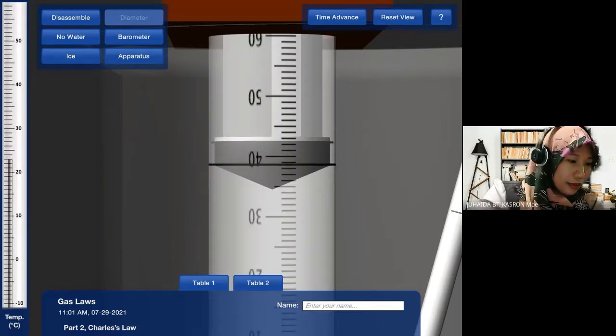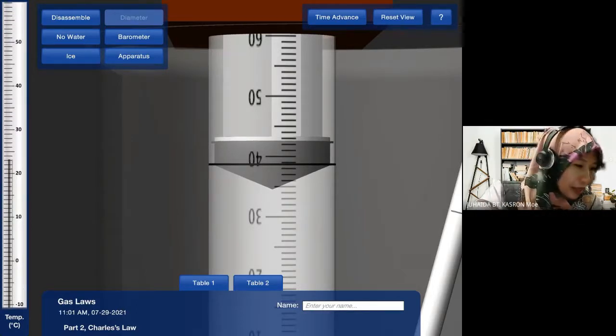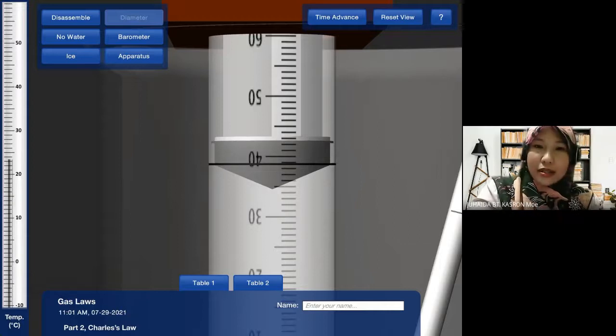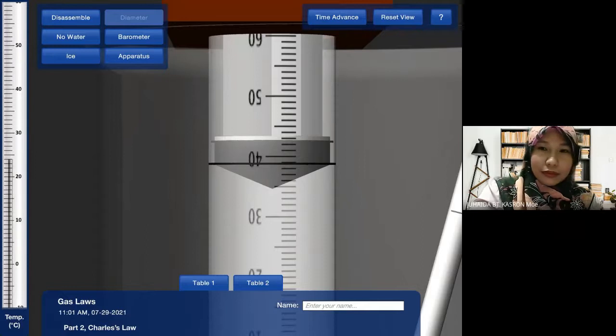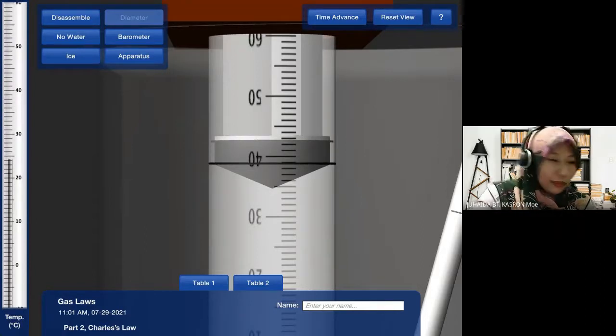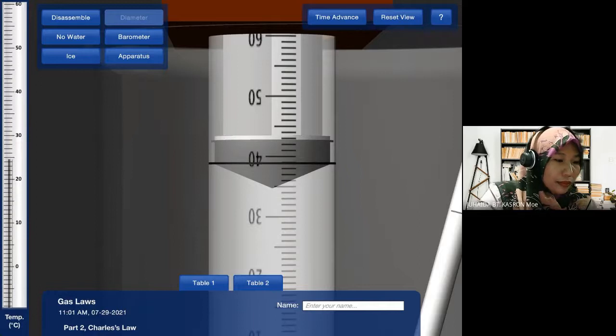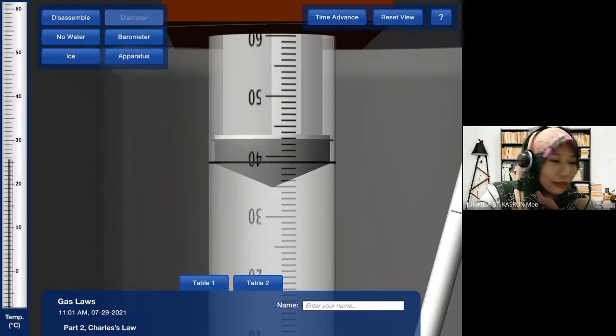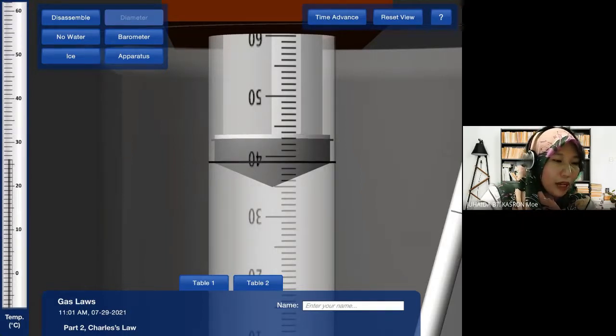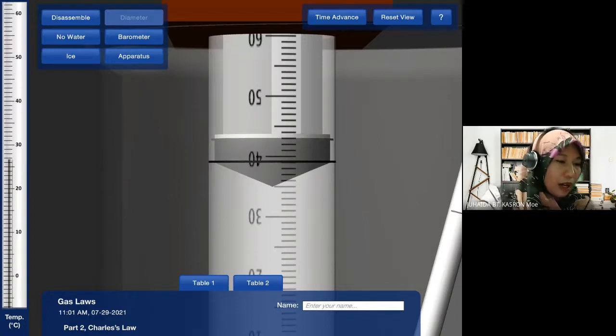Okay, so 20 degrees done. Now we move to 25 degrees Celsius. Okay, so check the volume. Now the temperature keeps on increasing. Now we're heading to 30 degrees Celsius.